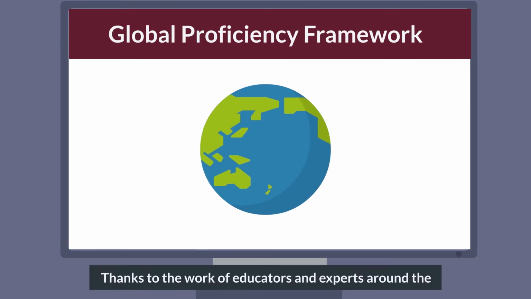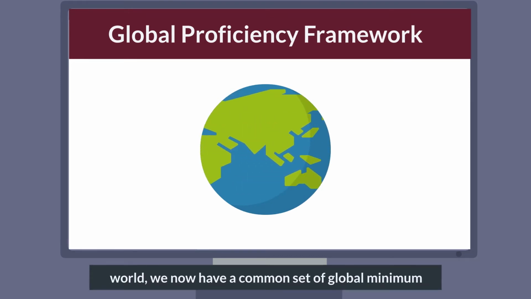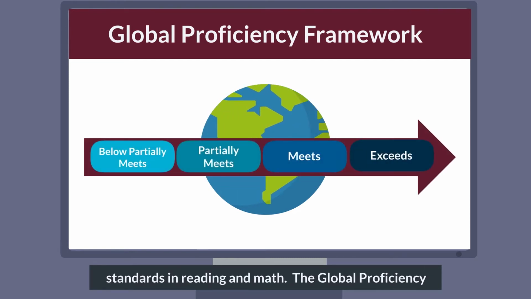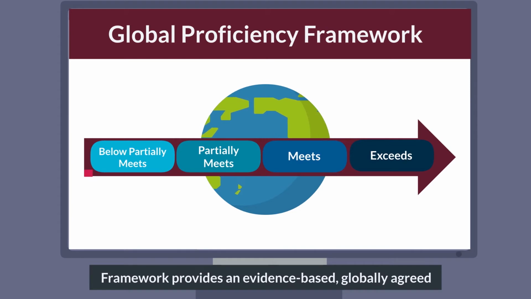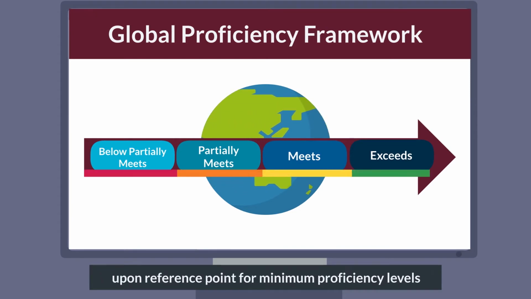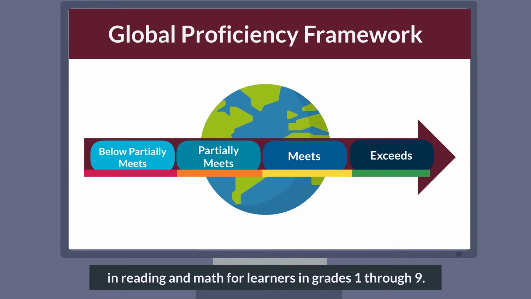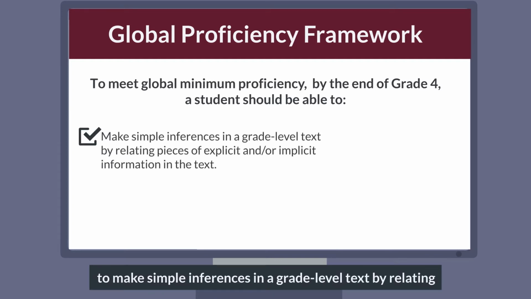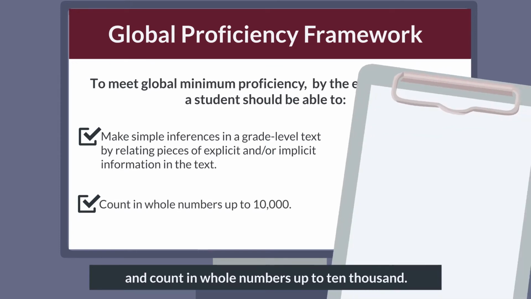Thanks to the work of educators and experts around the world, we now have a common set of global minimum standards in reading and math. The Global Proficiency Framework provides an evidence-based, globally agreed-upon reference point for minimum proficiency levels in reading and math for learners in grades 1 through 9. For example, by the end of grade 4, a child should be able to make simple inferences in a grade-level text by relating pieces of explicit and/or implicit information in the text, and count in whole numbers up to 10,000.